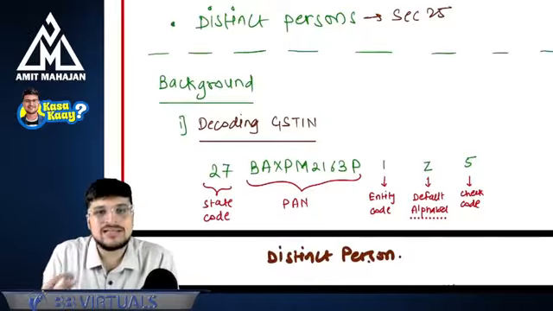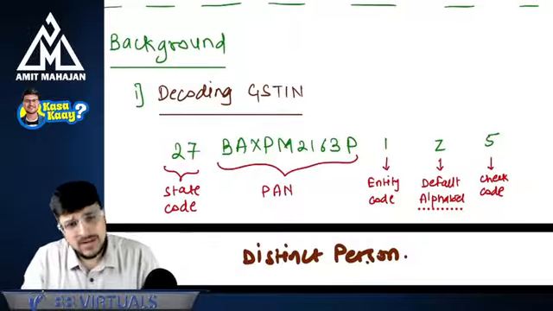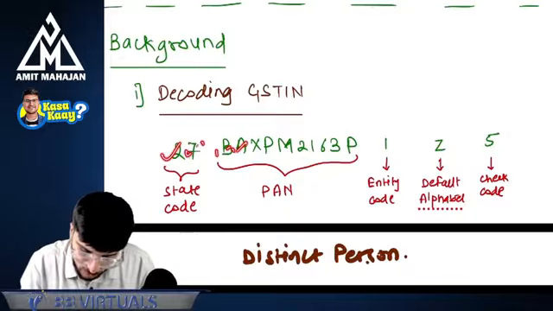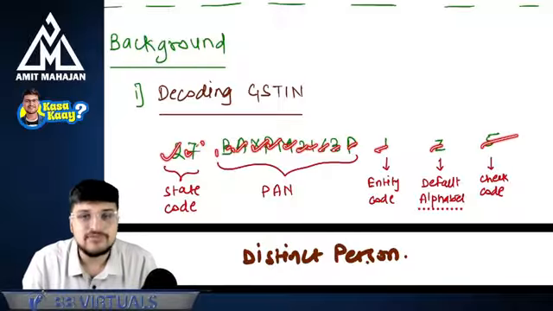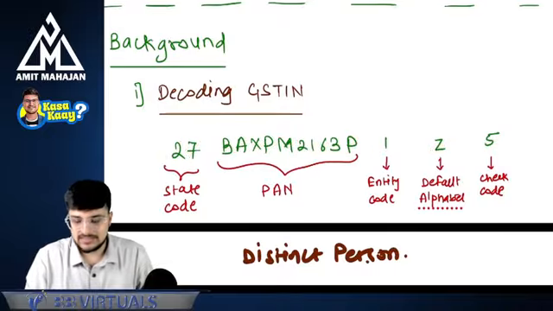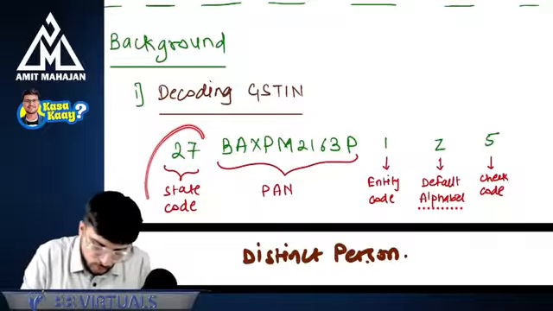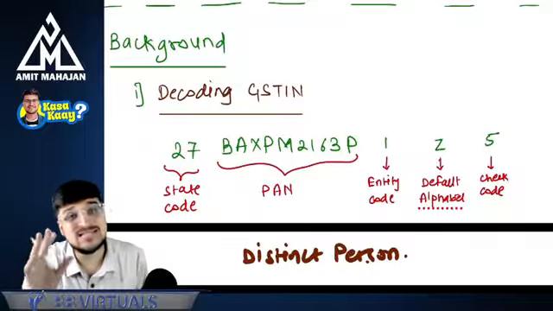Let's first decode GSTIN. Now, this GSTIN has how many digits? 1, 2, 3, 4, 5, 6, 7, 8, 9, 10, 11, 12, 13, 14, 15. It is a 15-digit GST number. First two digits are the state code.